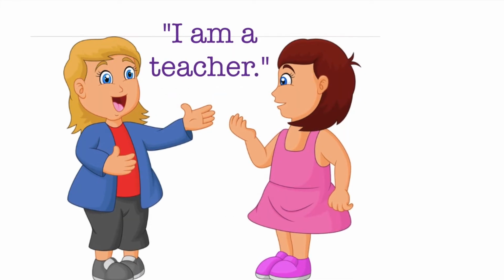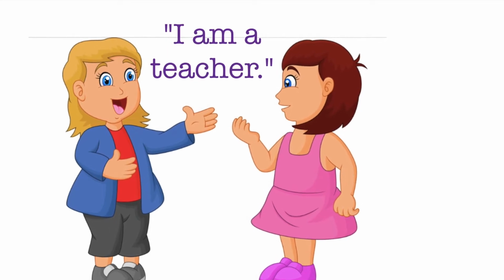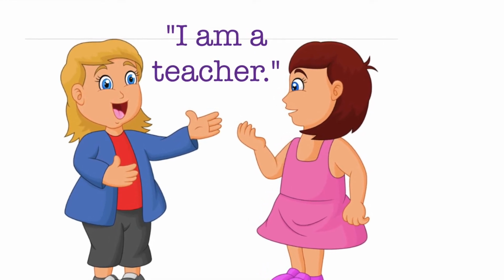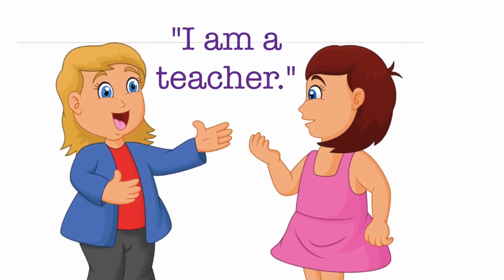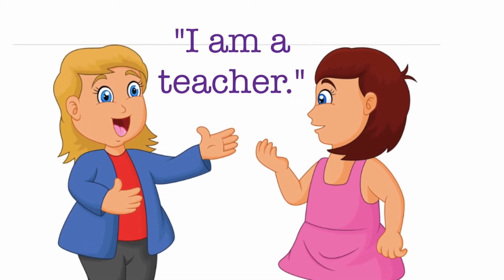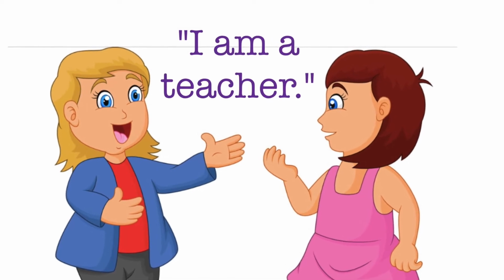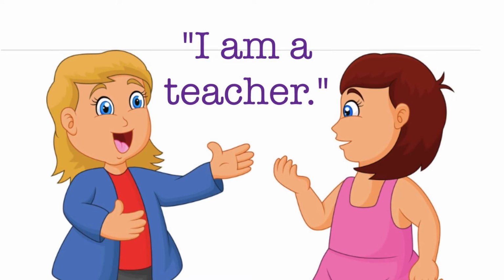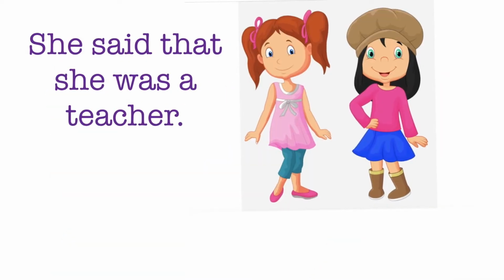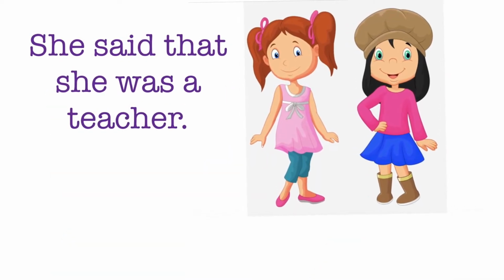Now, I want you to notice the differences between the direct and indirect sentences. When we write direct speech, we always use quotation marks around the original words. This is to show that we are repeating the exact words of the speaker without any change. But in indirect speech, we don't use quotation marks.